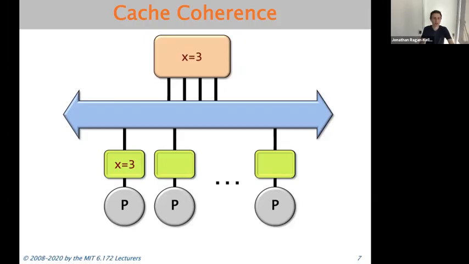So that first core has a copy of X in its cache. It's also stored in main memory. So now let's say processor 2 wants to load X.